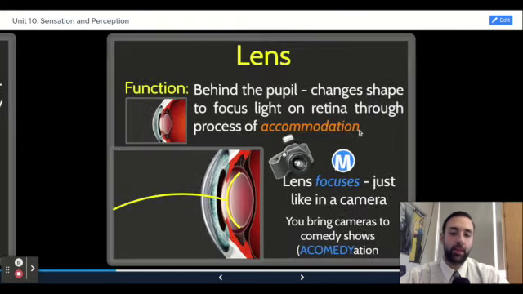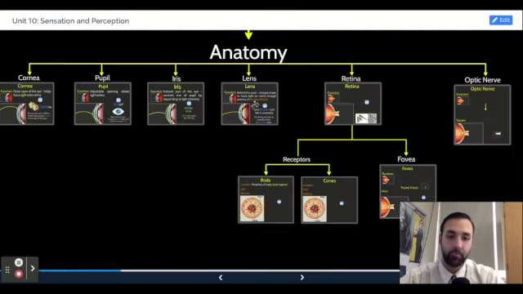As a mnemonic here, in addition to just connecting a lens with what a camera does, I look at the word accommodation, and to connect accommodation to this individual entity of the lens, I always think of the word comedy show. You might take a camera to a comedy show, and it almost looks like a comedy at the beginning of accommodation.